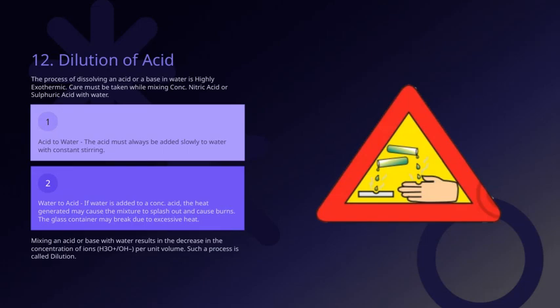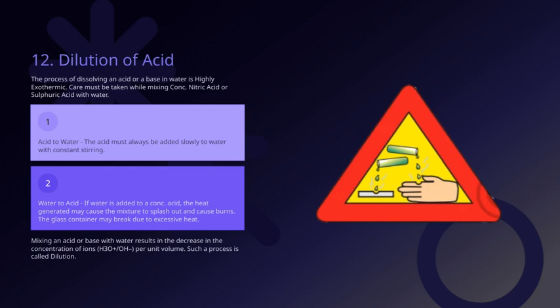When we talk about dilution, we're referring to the process of mixing an acid or base with water, which results in a decrease in the concentration of ions, specifically H3O+ or OH-, per unit volume. This is an important concept because it helps us control the strength of acids and bases in various applications.